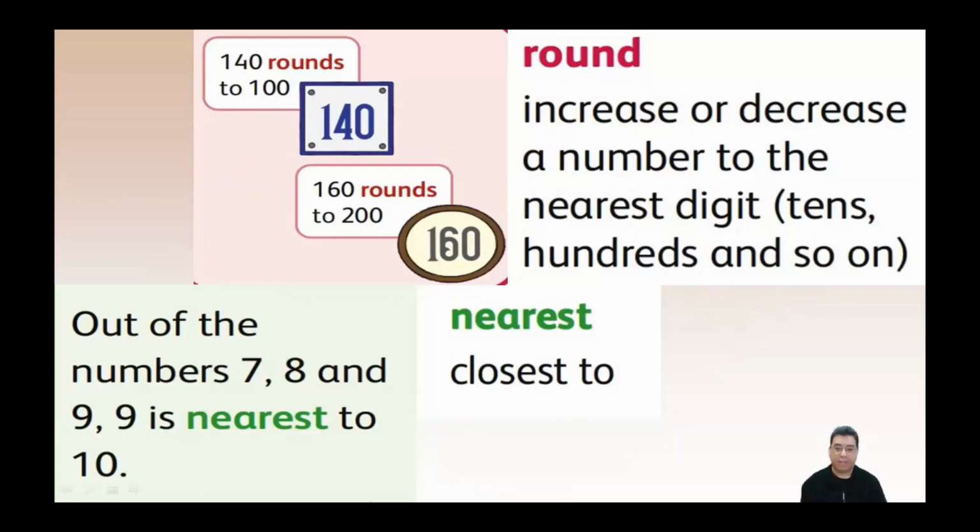The other word I have is nearest, which is closest to. And the meaning for that is out of the numbers 7, 8, and 9, 9 is the nearest to 10. Okay, and these two words are going to be important because you're going to see them quite a bit.